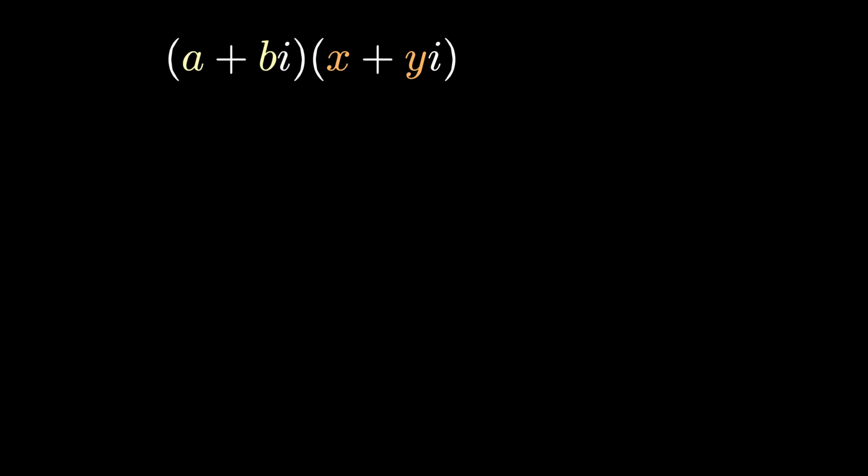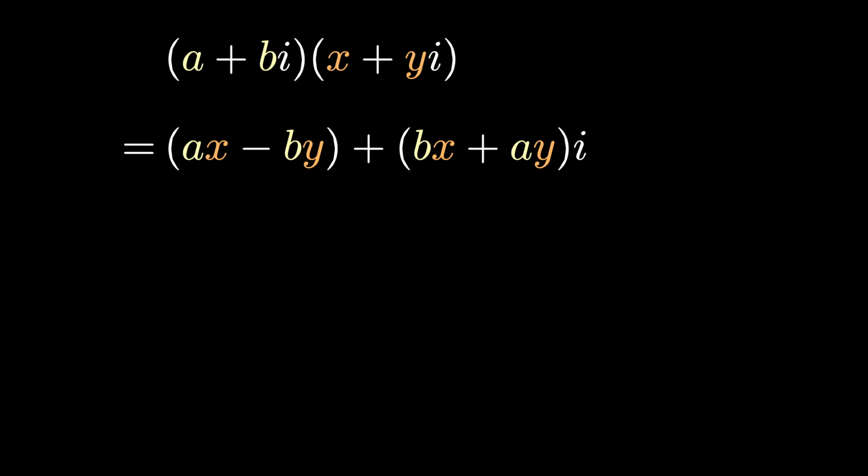Let's multiply a plus bi times x plus yi, with x plus yi being the complex number we are operating on, and a plus bi being the complex number we are scaling by. Multiplying out, we get ax minus by plus (bx plus ay) times i. Considering each complex number to be a vector, with the first element being the real component and the second element being the imaginary component, this product corresponds to the matrix [a, -b; b, a].